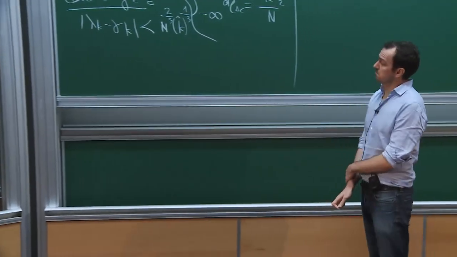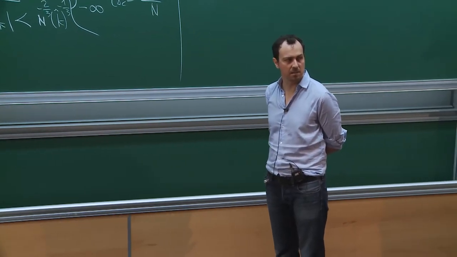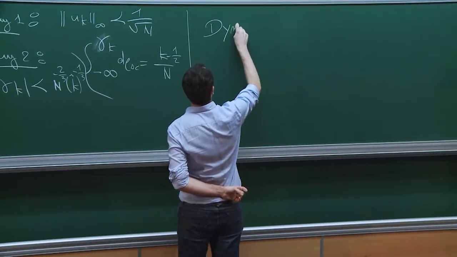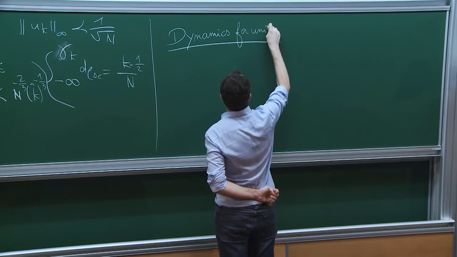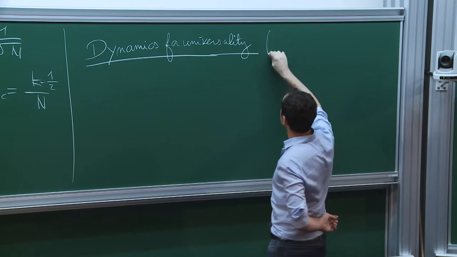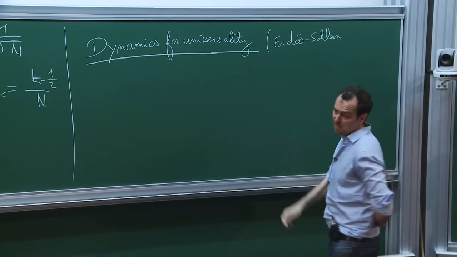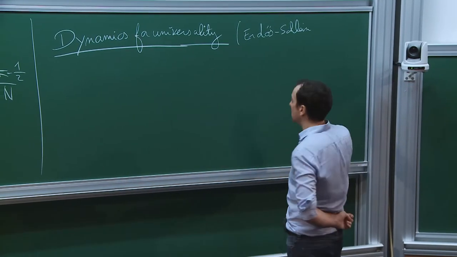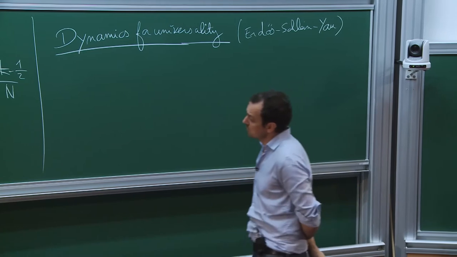So this is the first thing I wanted to remind you. Now we change the topic slightly, going to dynamics. So let's say dynamics for universality. And this is an idea by Erdős, Schlein, and Yau. Then it was declined in a variety of forms from a technical perspective, but the idea of using dynamics for general inverse temperature beta goes back to this work. We consider the Dyson Brownian motion.